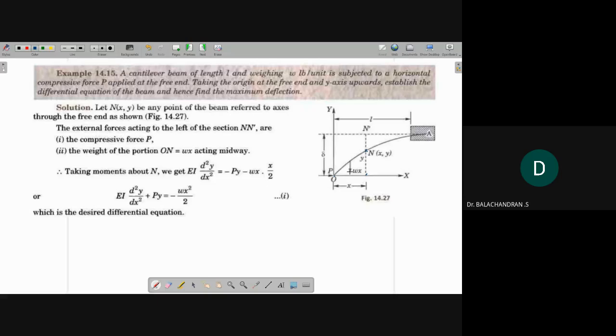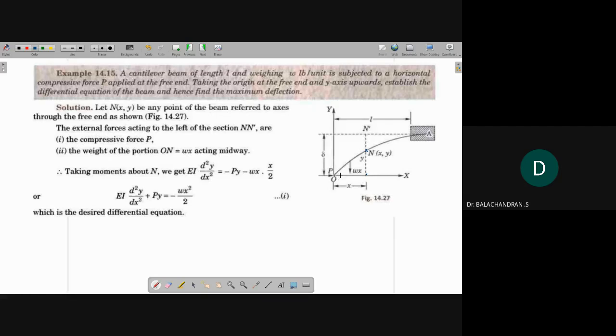And there is no restoring force. In the previous problem, we had the restoring force at both ends, because both ends were freely pinned, but here one side is clamped and the other side is free. So that's why we don't have the restoring force.